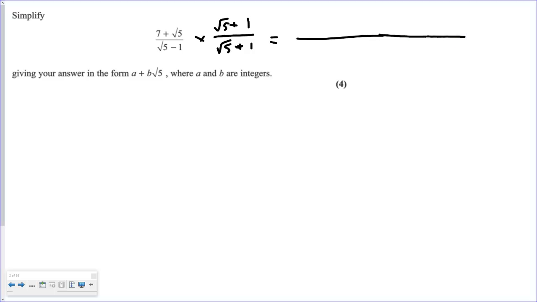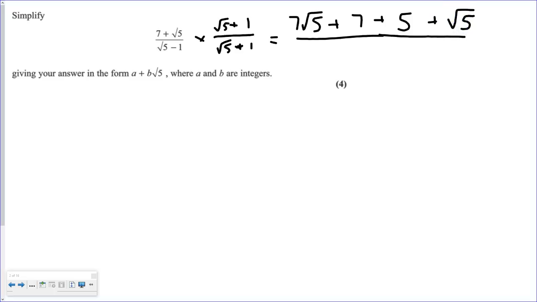So let's see what this gives us. Now think of it like two brackets on the top here. I've got 7 plus root 5 in the bracket, and I've also got root 5 plus 1 in the bracket. So expanding this out, I do the 7 times the root 5. I do the 7 times the 1. I do the root 5 times the other root 5, and that will just give me a 5. Remember, the root of a times the root of a just gives you a. The square roots are removed. And then the root 5 times 1 just gives us root 5.